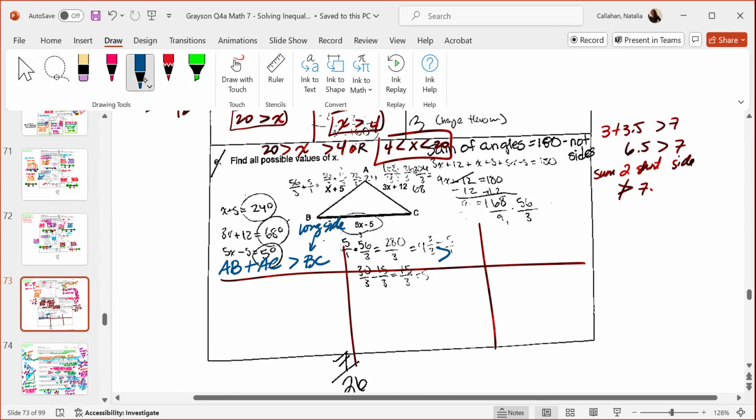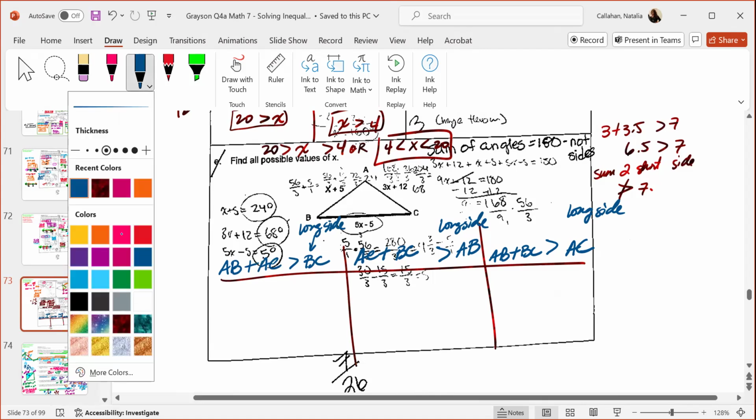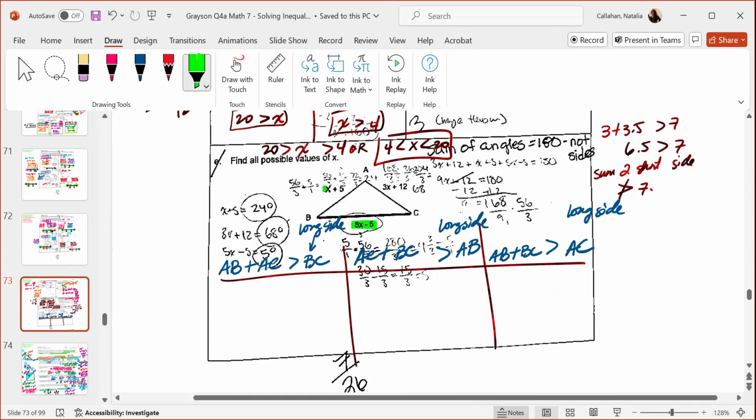Okay, let's think of another one. What's another side that we can assume is a long side that we did not use yet? BC already is used. What's another side? AB. Okay, if AB is the long side, then AC plus BC is greater than AB, correct? Last scenario. What's another side that we can use as a long side that we have not used yet? AC. So then that means AB plus BC is greater than AC, right? Now that we have this written down in letters, we can go ahead and put in the variables, correct?